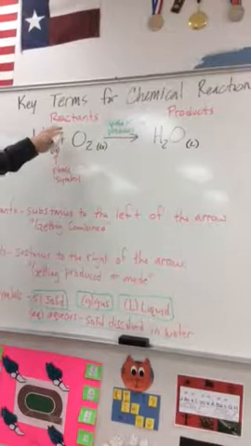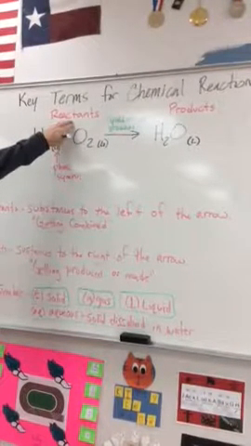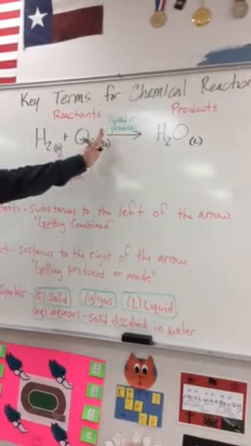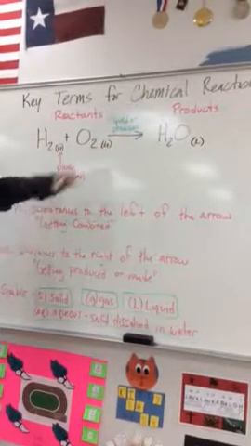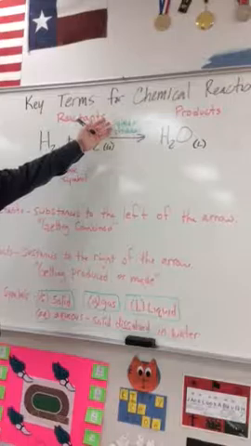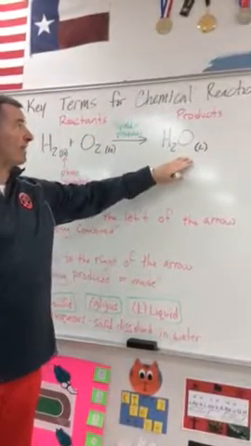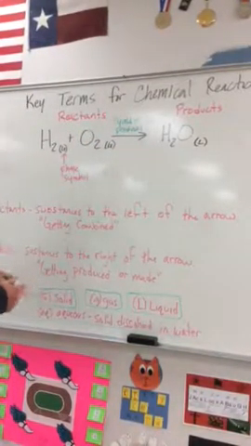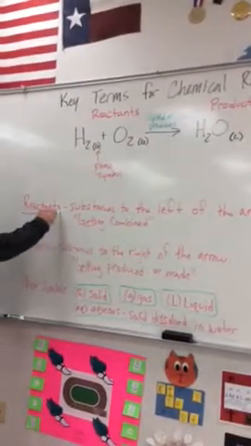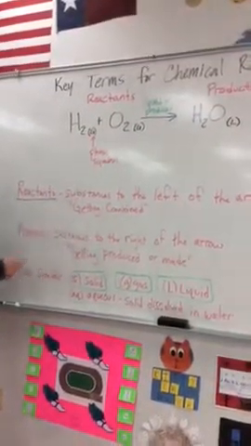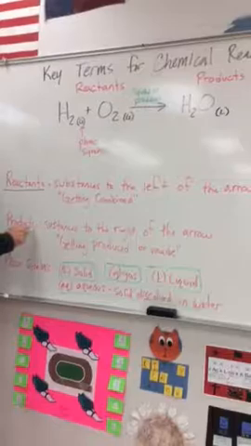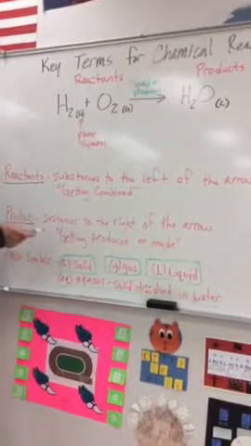So the things that are being combined are called the reactants, and that's everything to the left of the arrow. The arrow stands for yields or produces, and everything to the right of the arrow is called the products. So those are key terms. You have reactants to the left of the arrow, and those are the substances getting combined. You have the products, those are things to the right of the arrow, those are getting produced.